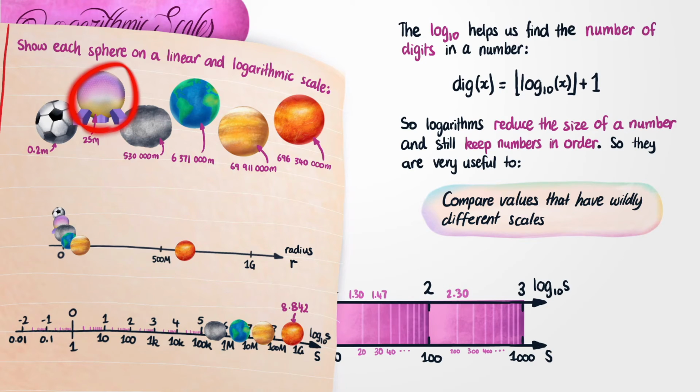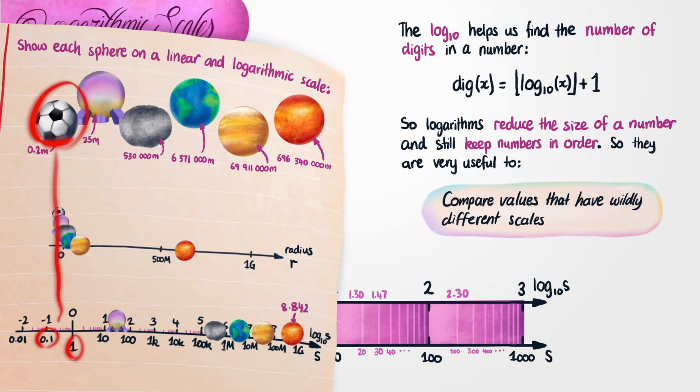Now for the tourist attraction over here, it's going to be somewhere between 10 and 100, so it's going to show up over here. And finally, we have the soccer ball. So the soccer ball is going to be somewhere between 0.1 and 1, so it's going to show up right over here.